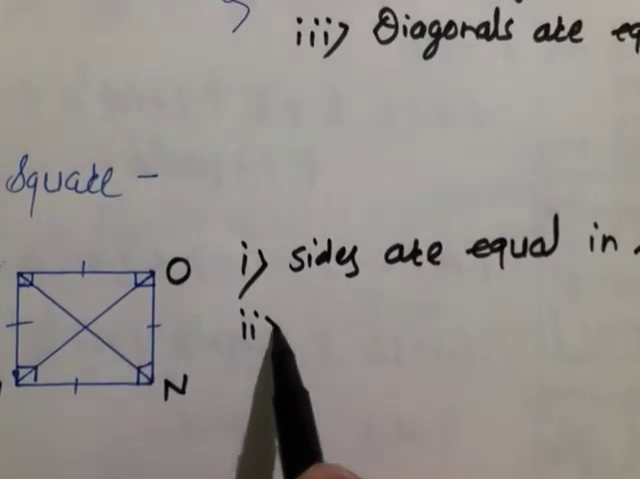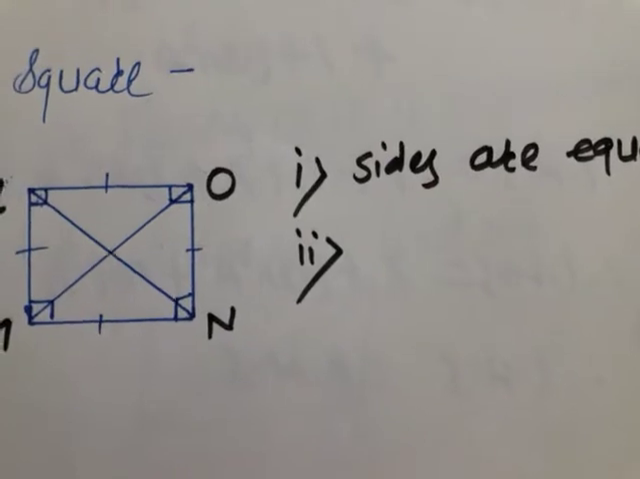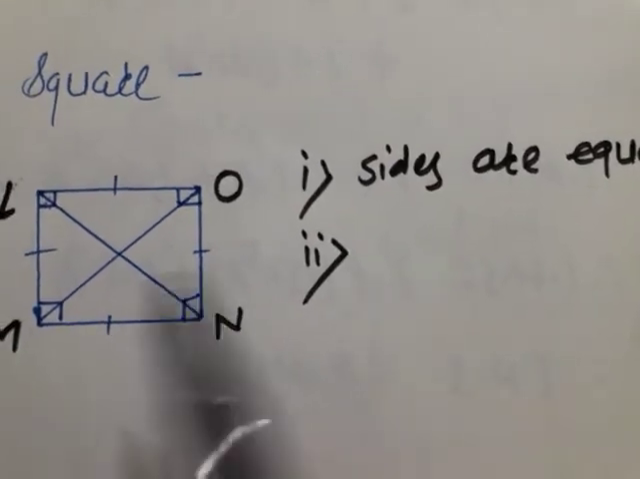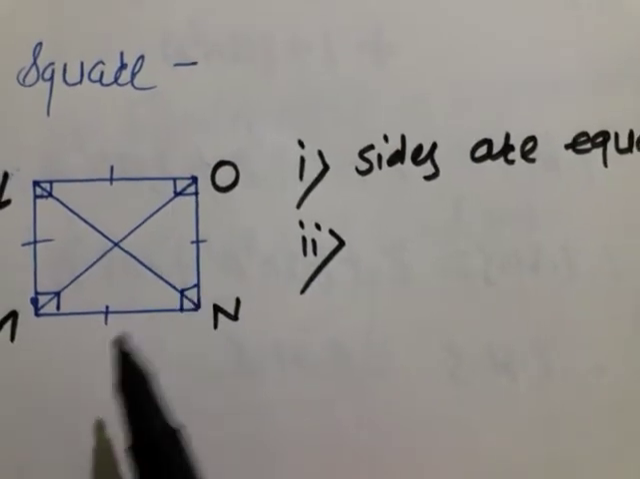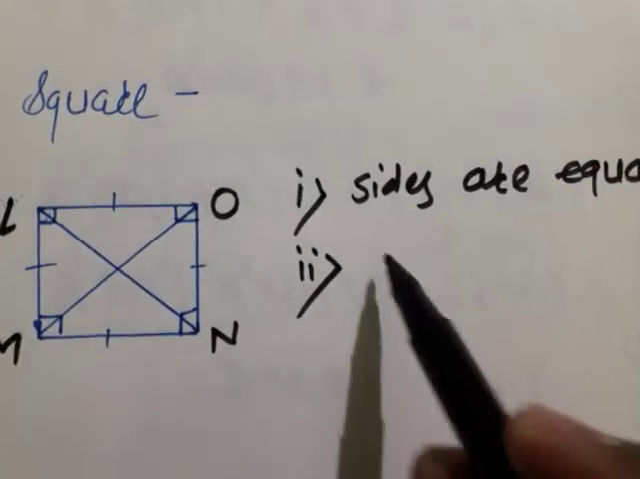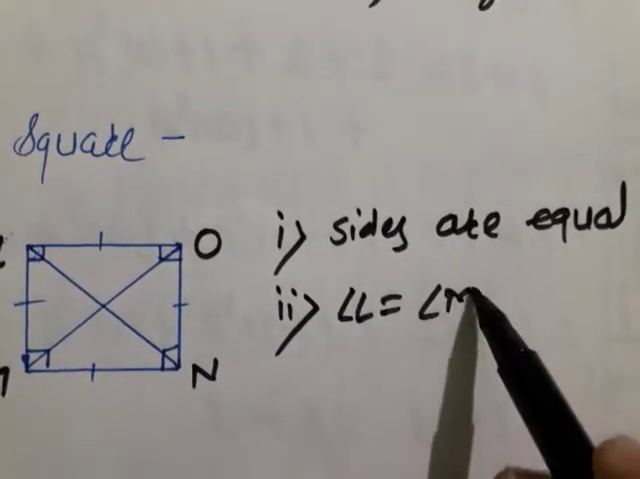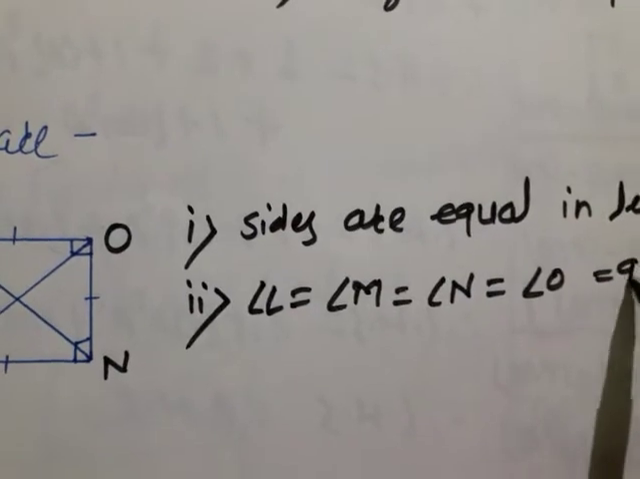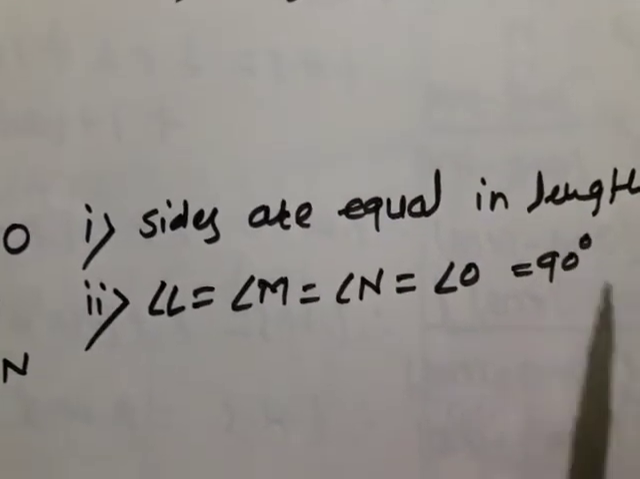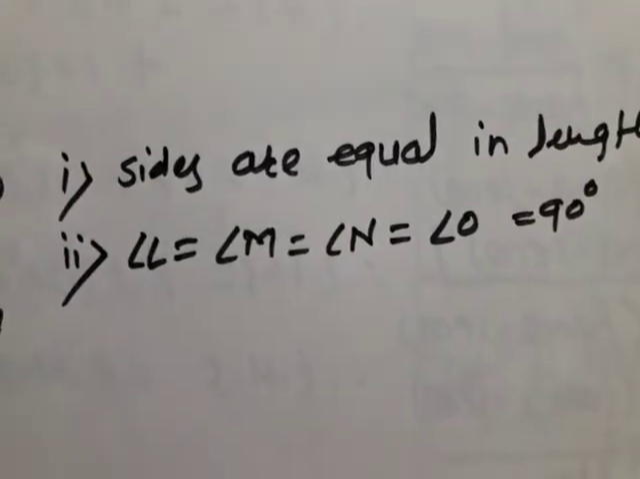Next, second, what is second? If you observe carefully, then all angles are right angles. You will see the marking here: all angles are right angles and equal in measure. यानी कि इधर हम लिख सकते हैं angle L is equal to angle M is equal to angle N is equal to angle O is equal to how many degrees? 90 degrees. It shows that all angles are equal in measure.